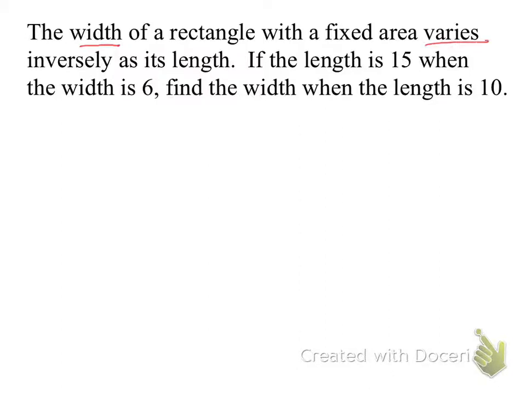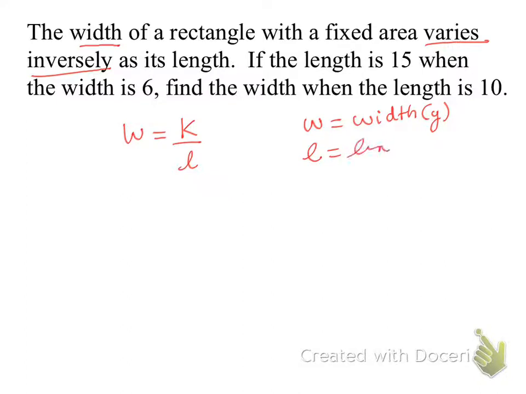Width varies inversely. W equals K over L, right? W stands for width. I think it doesn't matter. If you do L equals K over W, would that be wrong? Yeah. But I usually go in order that they write it. So what am I substituting in the first time?